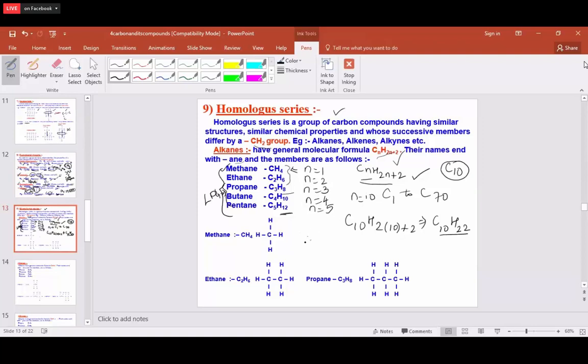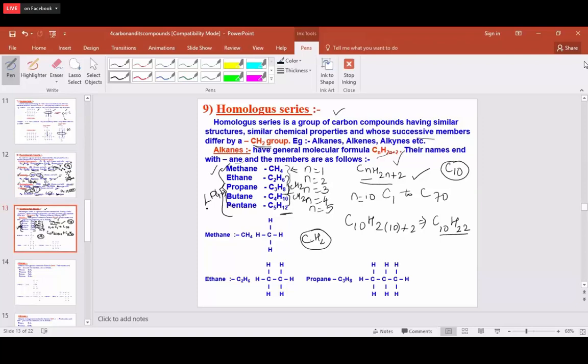What is the difference? C2H6 and C3H8, so the difference is CH2. This difference you can see all over the carbon atoms. This difference is also CH2. So all the successive members have a difference of CH2. That is one of the important properties of a homologous series, whose successive members differ by the CH2 group.